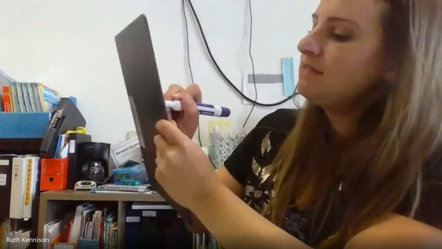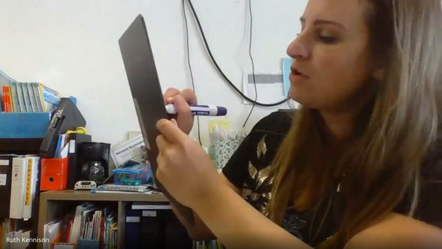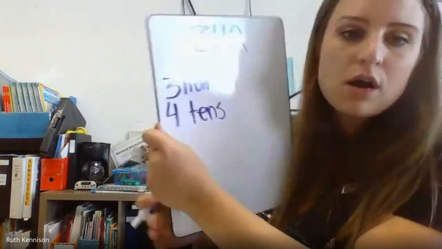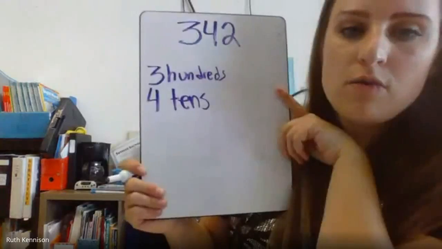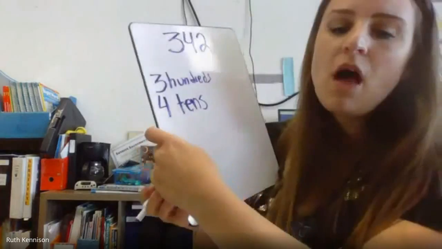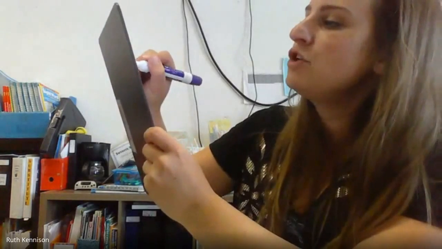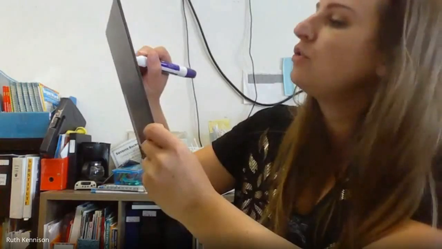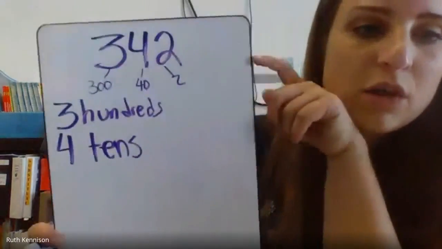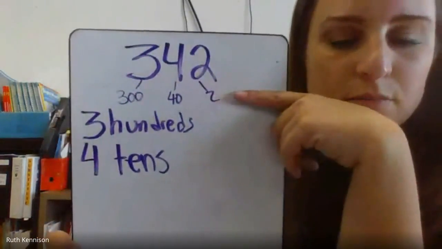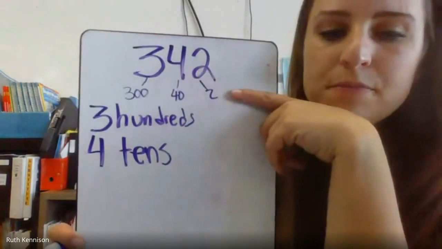Very good. And I can see a lot of your brains working so hard. Amy, if you're going to write it like that, make sure you put the hundreds there. Otherwise, it looks like you just have 3 plus 4 plus 2. Make sure you put the hundreds. Make sure you put the tens. Make sure you put the ones. Amy, look at how I did it. Put those place values. Okay.